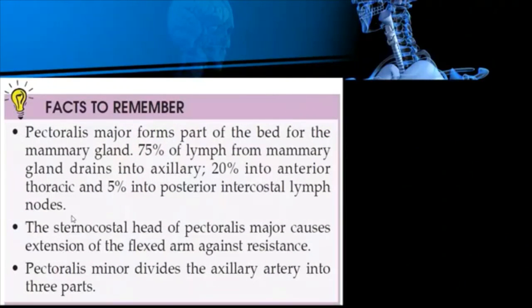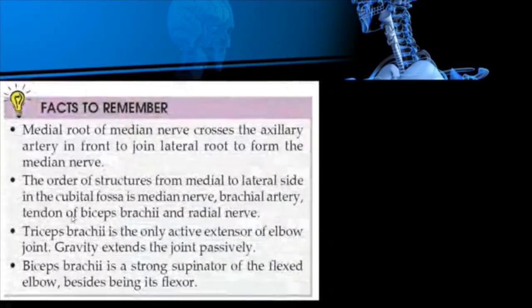Pectoralis major forms part of the bed of the mammary gland, and 75% of the lymph from the mammary gland drains into axillary, 20% into anterior thoracic and 5% into posterior intercostal lymph nodes. Pectoralis minor muscle I have already shown in the previous figure. The pectoralis minor muscle divides the axillary artery into 3 parts: first part, second part, and third part. So my dear students, in the next slide, there is some information related to the median nerve.